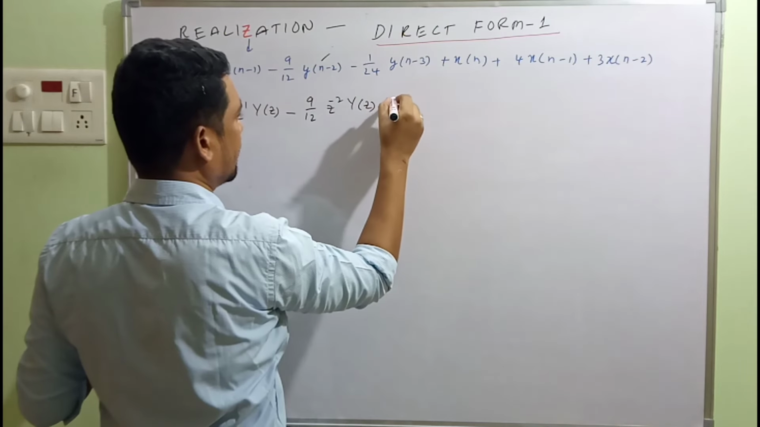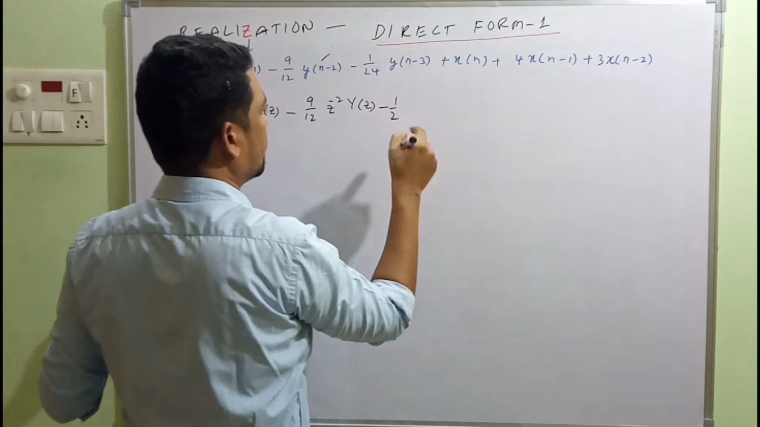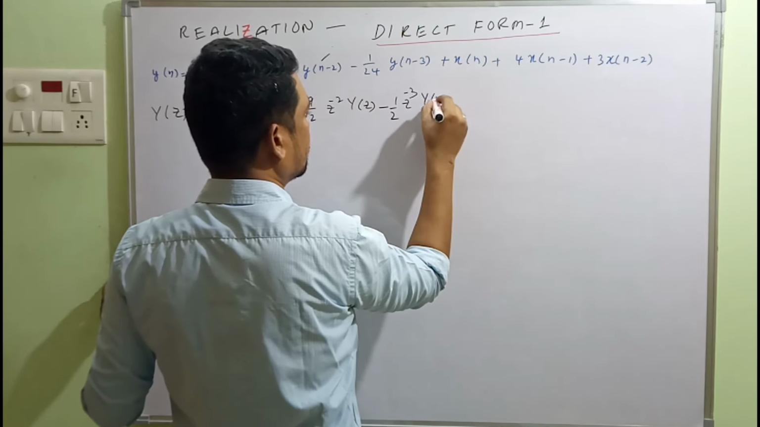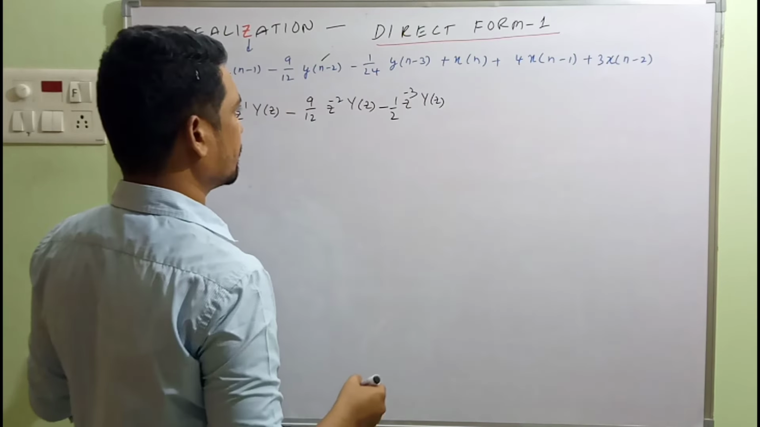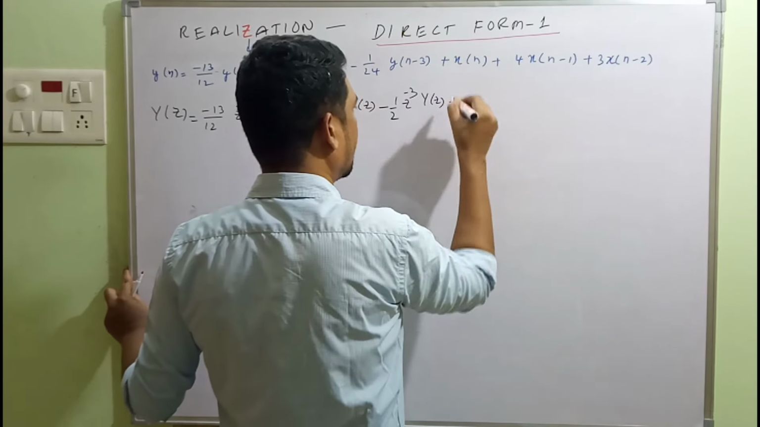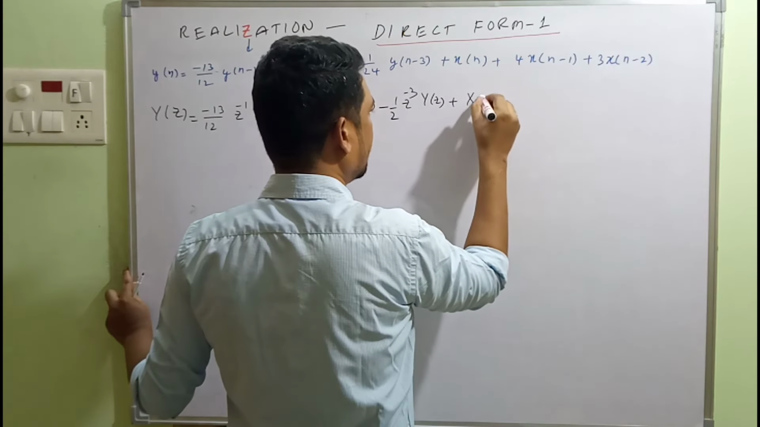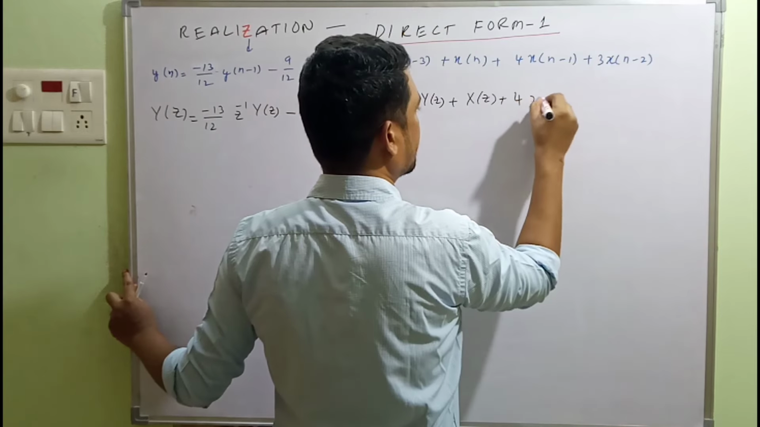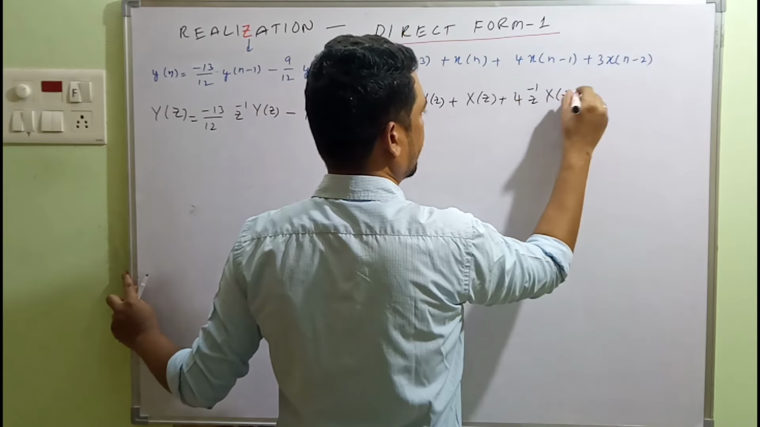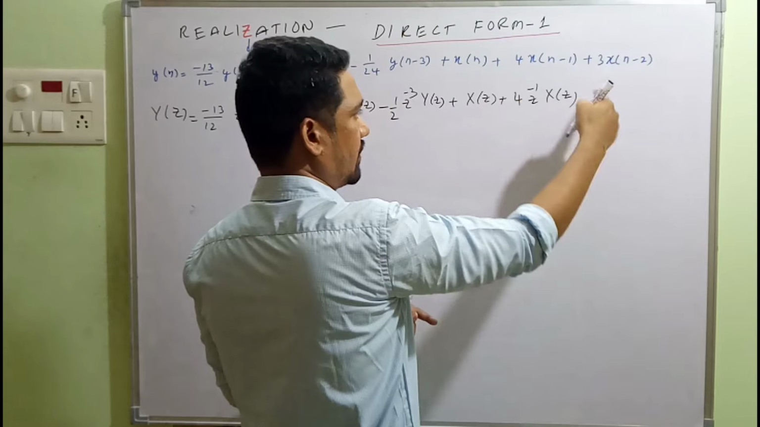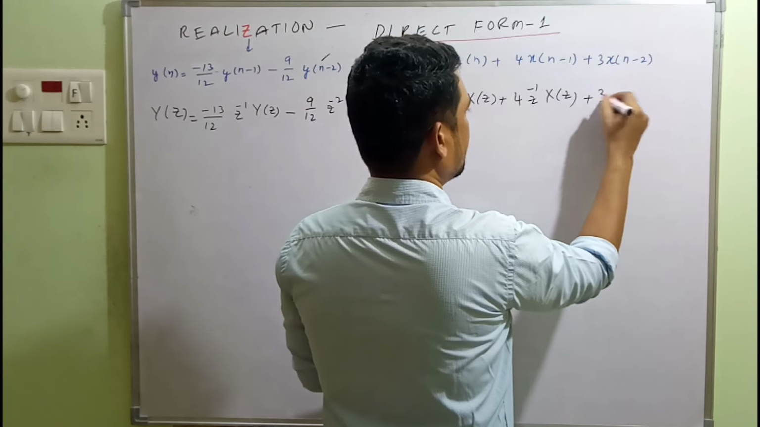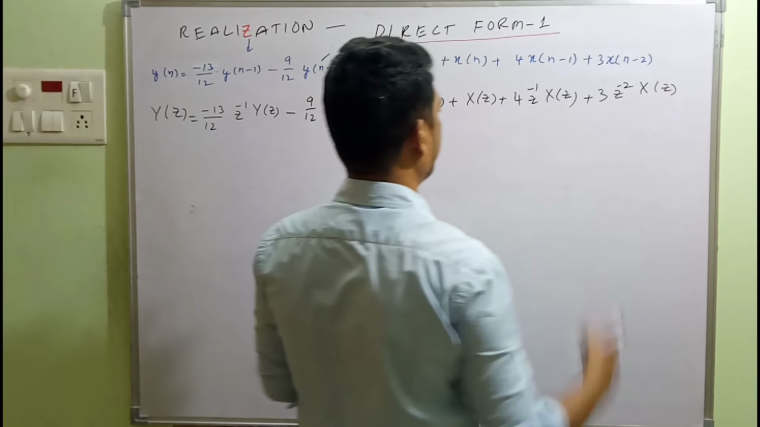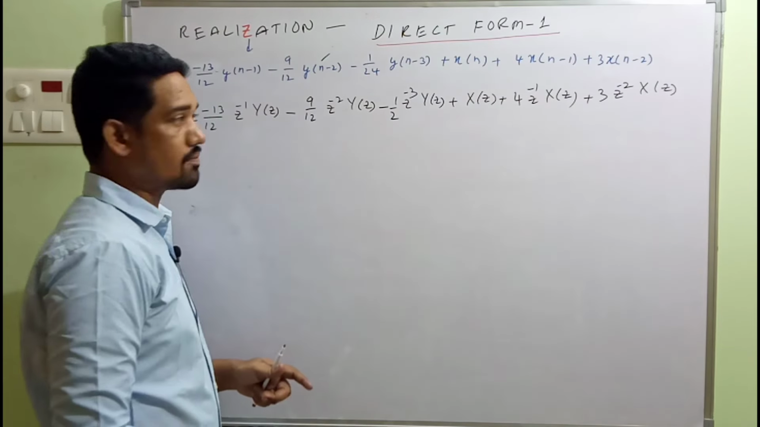Okay, so this one minus 1 by 2, z raised to minus 3 y of z, according to the shifting property again, and plus x of n, it will be x of z, plus 4 times z raised to minus 1 x of z, isn't it? Previously it was, yeah, this one, plus 3 times z raised to minus 2 x of z. y of z and x of z in uppercase, the notation, right?